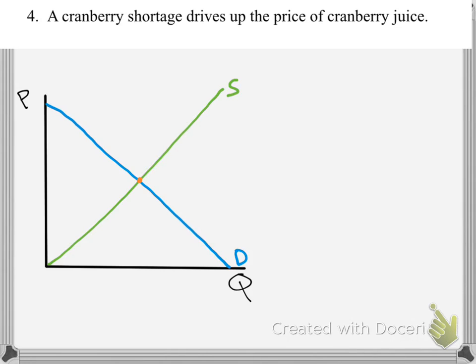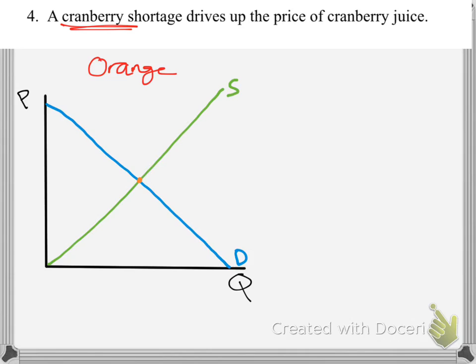Okay, so cranberry shortage drives up the price of cranberry juice. Okay, so if we have a shortage, wait a minute, this is the cranberries. We're talking about oranges. Remember, this is the orange market. So assuming cranberries and oranges are substitutes, then what would happen?